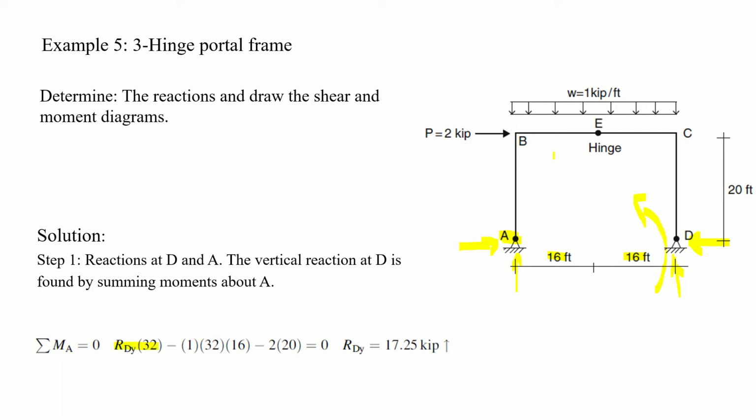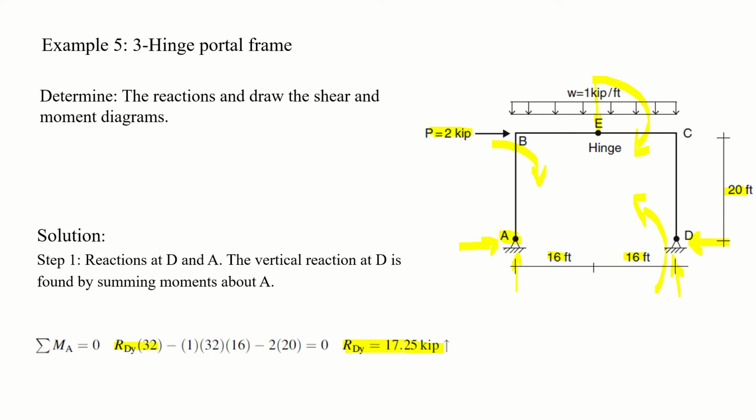Now the second is this UDL. This UDL is causing a clockwise bending moment about this point A. So its effect will be 1 into 32 is the magnitude, and it is acting at the center, so the distance from the center is 16. So 1 into 32 into 16, minus this point load. It is also causing a clockwise bending moment, and its perpendicular distance is 20. So from this equation you will get RDY equal to 17.25 kip, and it is upward, since the value is positive.